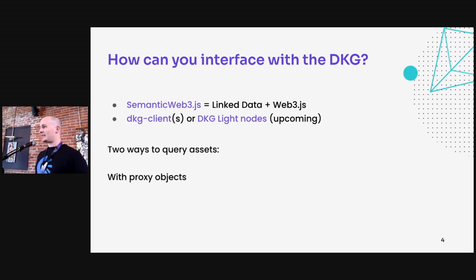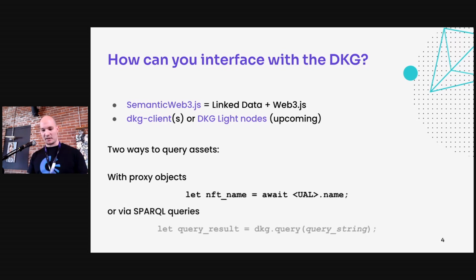So how can you query for assets? If you're using the Semantic Web3.js, which I'll show you very soon, it's super easy to query the DKG. If you're a back-end oriented developer, you might think of a query as a database query, which is cool, but you need to know how to write database queries. If you're more of a front-end person who's learned how to use Web3.js in the front end, you might not necessarily know how to write SQL queries or even GraphQL.